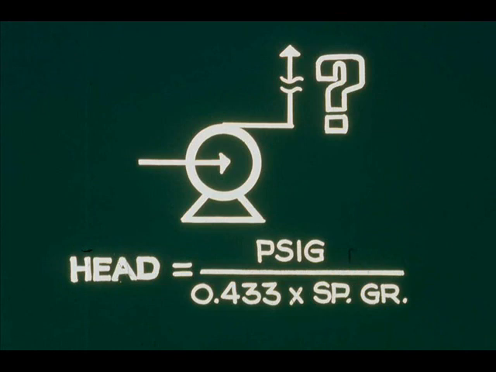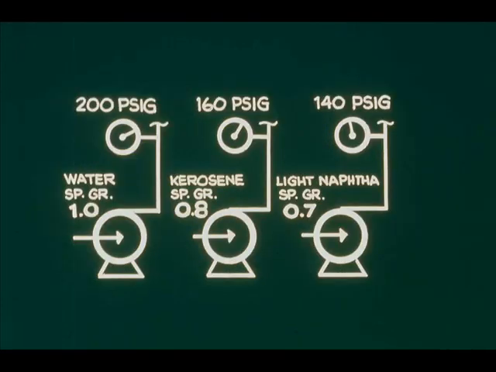Now let's calculate the head in feet that a centrifugal pump will put up by using the formula: head, feet, equals the pressure divided by the product of 0.433 times the specific gravity. We will use the same liquids in these calculations as we used in the specific gravity and discharge pressure correlations: water, kerosene, light naphtha.